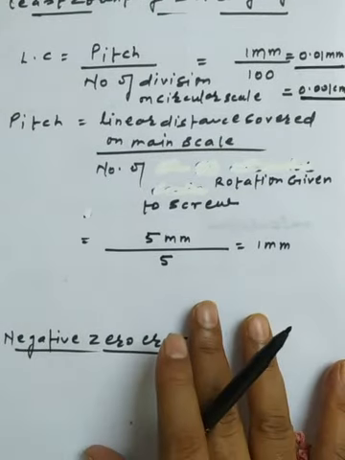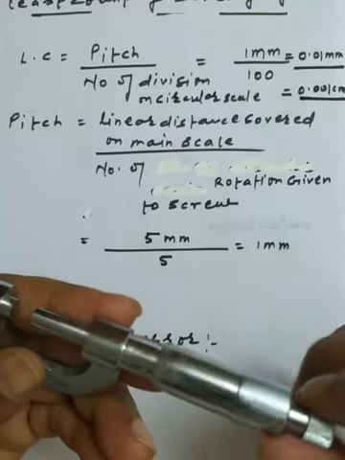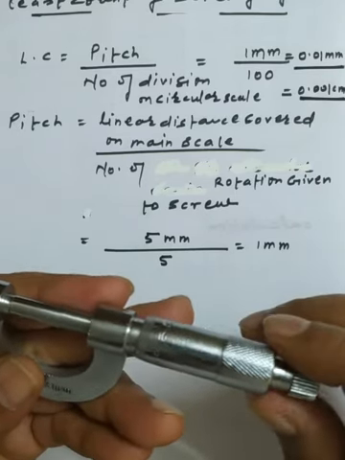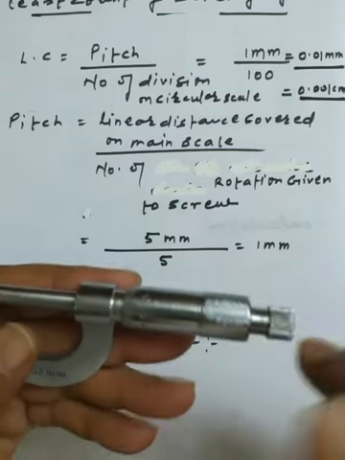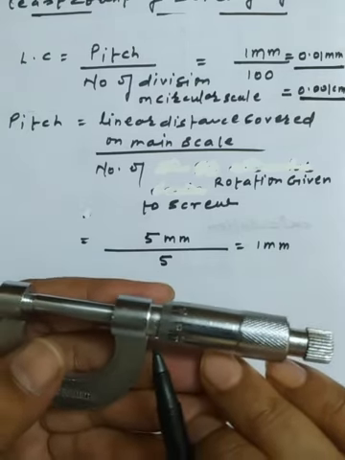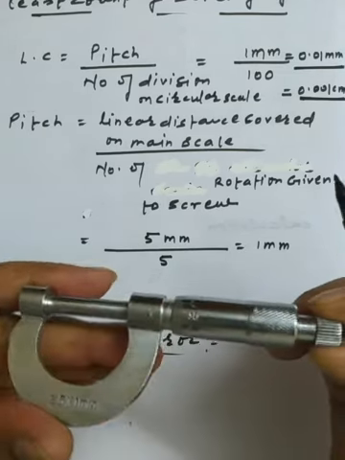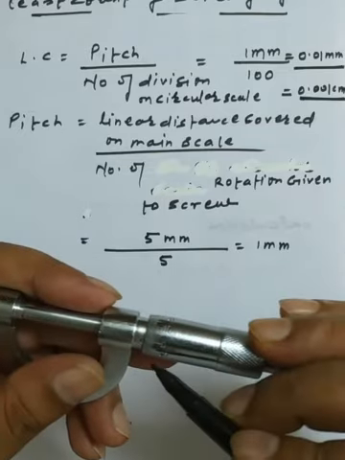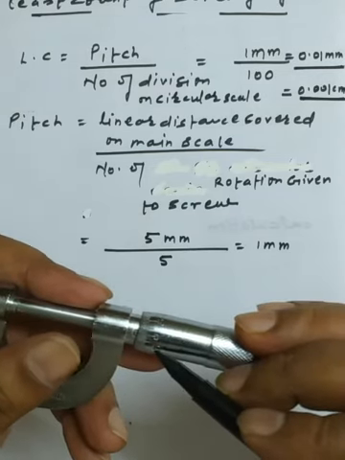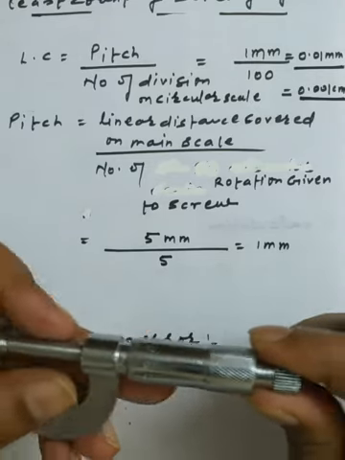Now we have the concept of the negative zero error. Whenever I completely close the jaws, whenever the jaws are meeting each other, we should pay attention that the zero of the rotational scale should coincide with the zero of the main scale. So there is no kind of error. Suppose the zero is leaving the main scale and moving ahead of it, so it is called the negative or backlash error. So definitely I am getting an error inside the screw gauge.